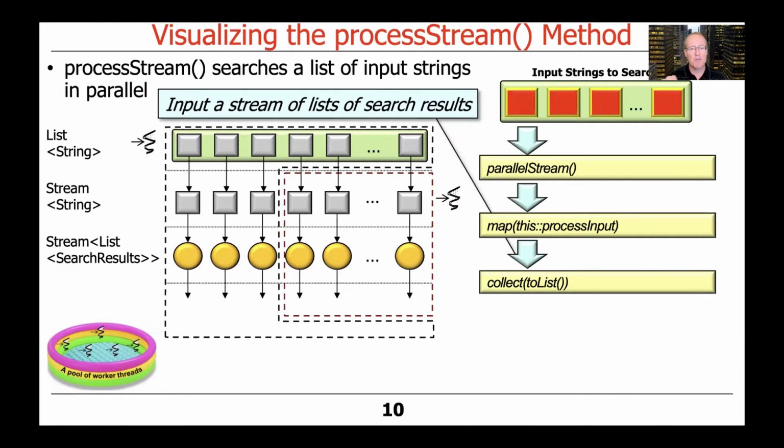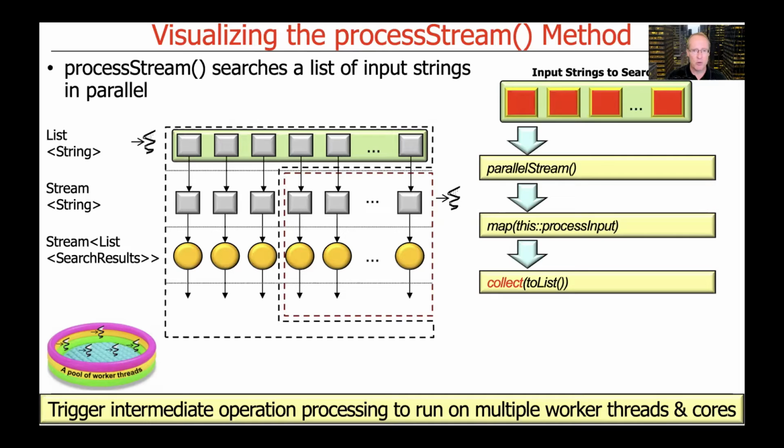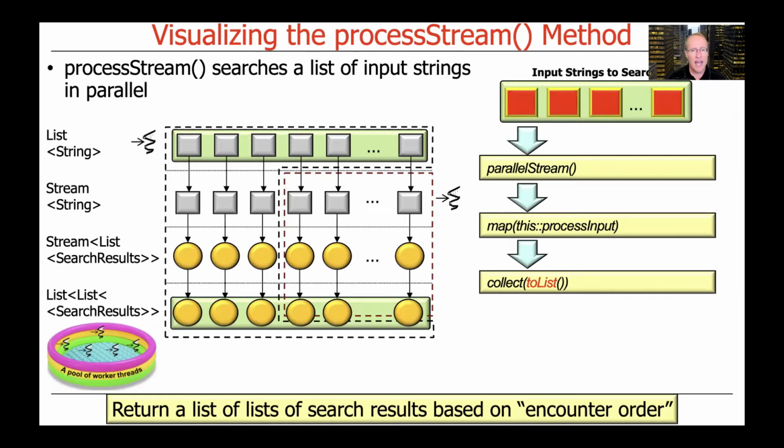So this stream of lists of search results is then going to be directed into the collect operation, and that'll of course trigger the intermediate operation processing to do everything we just talked about, and it'll run everything on multiple worker threads and cores. So if you were to go back and look at the earlier video on sequential streams, you'd see the main difference is that all that processing takes place in a single thread, whereas here we're going to have multiple threads, typically one thread for every core we have in the system by default.